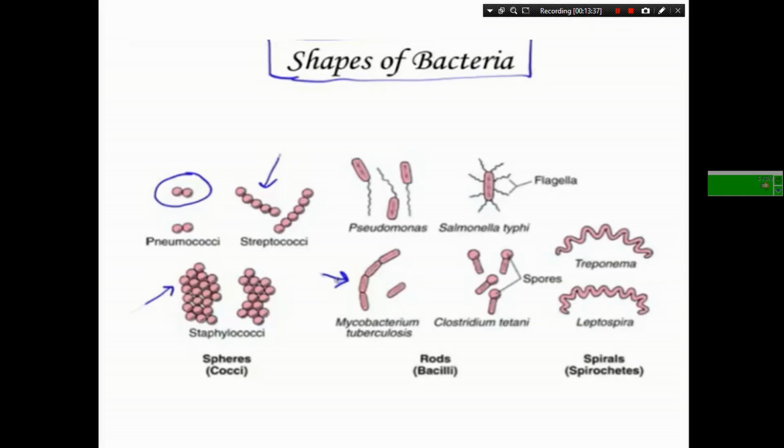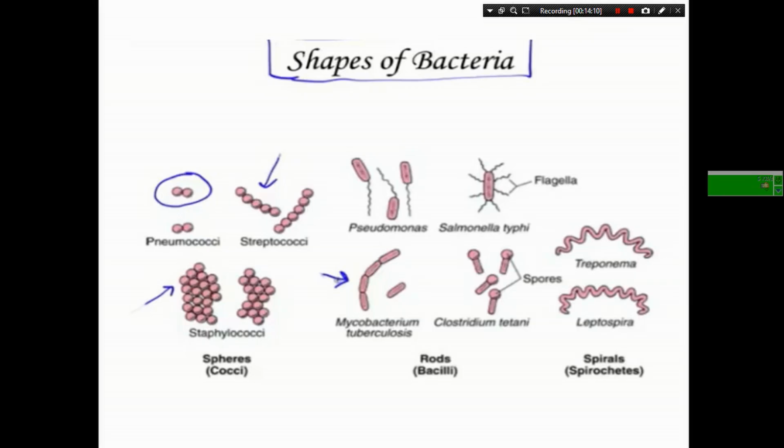The second one is rod shaped bacteria. Examples of rod shaped bacteria include Mycobacterium tuberculosis, the causative agent that leads to tuberculosis. Again, Clostridium tetani is the causative agent that causes tetanus, and Salmonella typhi can cause Salmonella, which spoils the food. These bacteria mainly have a number of flagella.